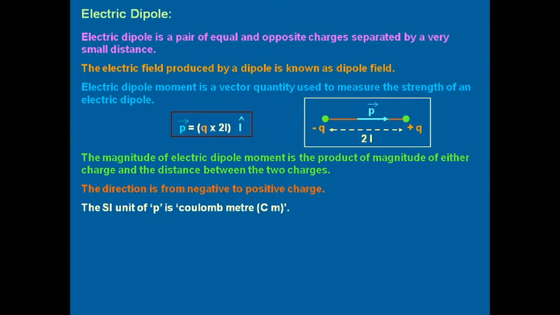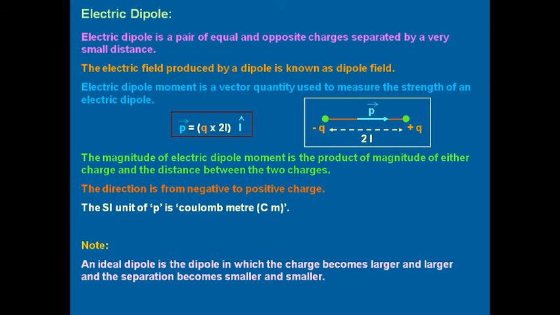The SI unit is coulomb meter. Charge unit is coulomb, length unit is meter. Now, an ideal dipole: this point will be noted, an ideal dipole is a dipole in which the charge becomes larger and larger and the separation becomes smaller and smaller. It is also called a short dipole, because the distance between the two charges is very small. That is called an ideal dipole.